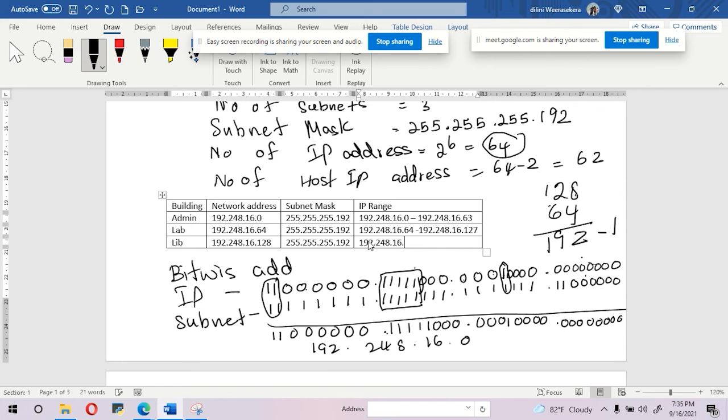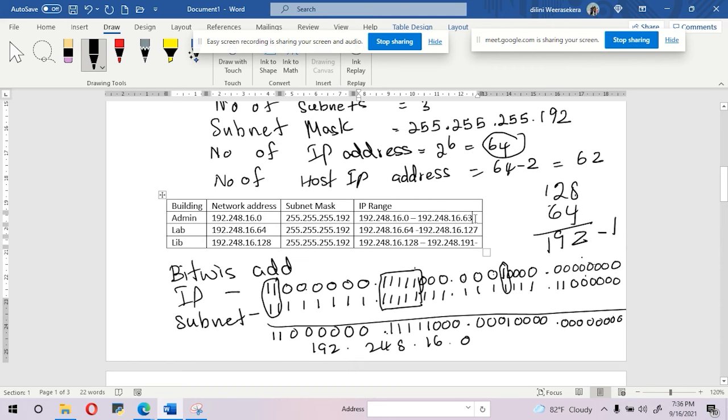192.248.16. So starting from 128, then 192.248.191. Okay, so that is how you write. This is one way, or else you can write it the other way. Make it as one method.